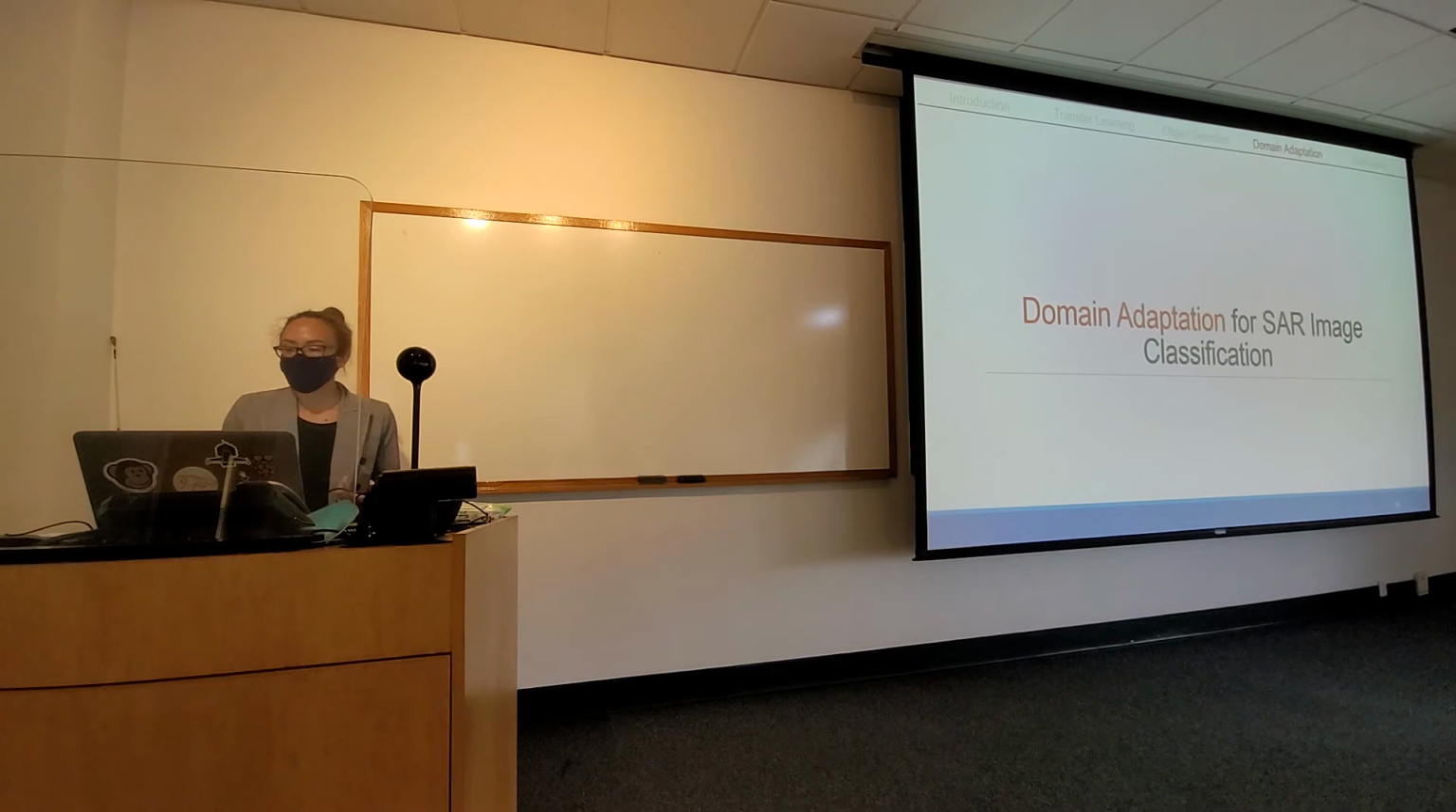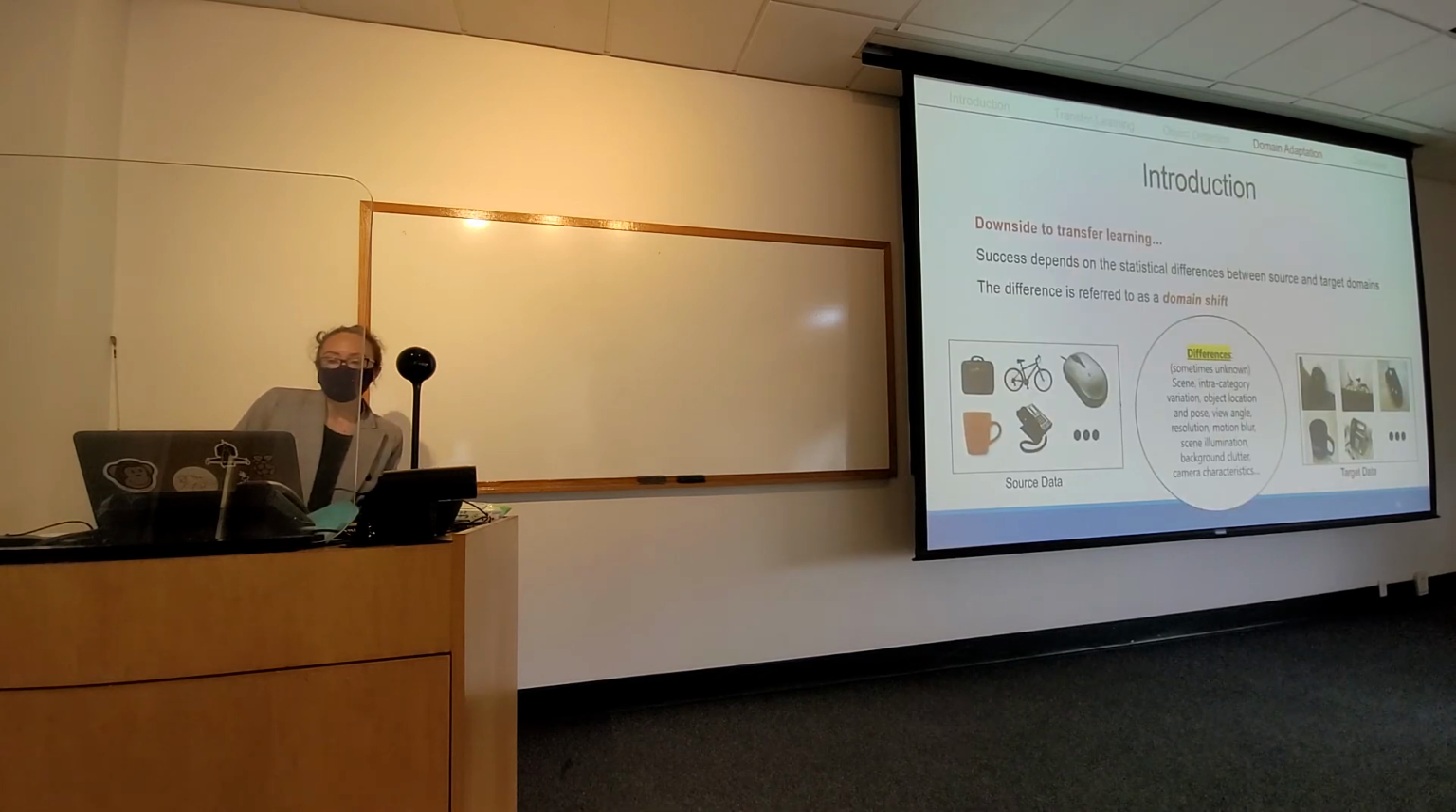And finally, I worked on domain adaptation for SAR image classification. So the downside to transfer learning is that it really depends on how similar the source and target domains are. This difference is referred to as a domain shift, and this can be unknown things, or it can be object location and pose, like the view angle, resolution. This is a very common problem, especially in satellite imagery, if we want to be able to detect the same object in two different images where the spatial resolution is significantly different.